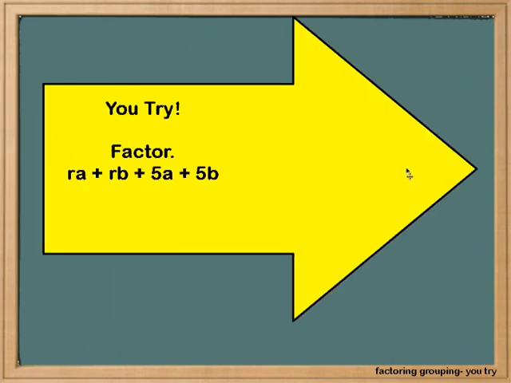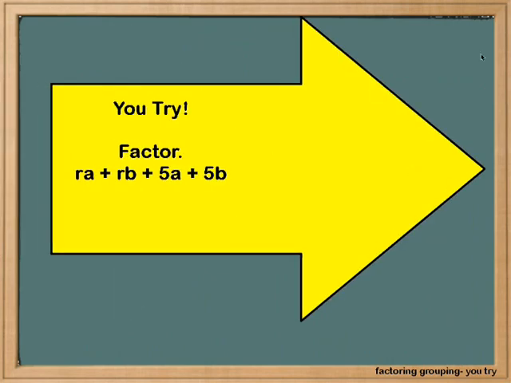Here's a factor by grouping for you to try. You have your 4 terms, set them up in your MAF box, take out your GCF, see how you do.